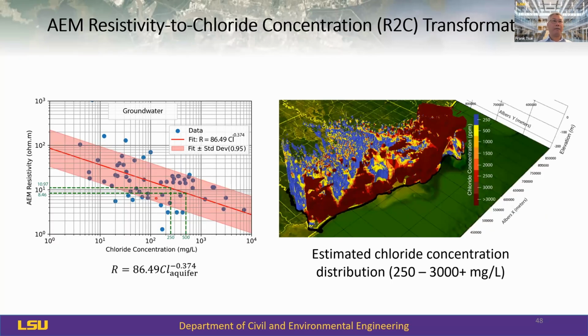And we build regression models of AEM resistivity versus chloride concentration. Given this regression model, we will be able to translate the resistivity into the chloride concentration for coastal Louisiana. So that's the results we have.